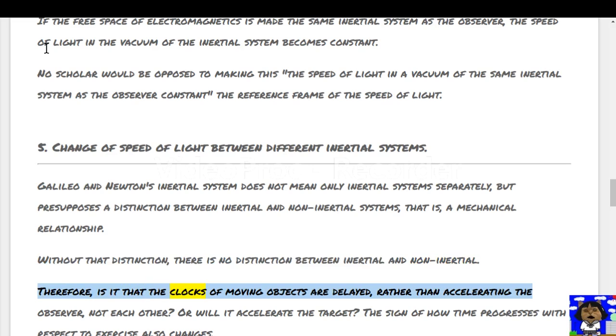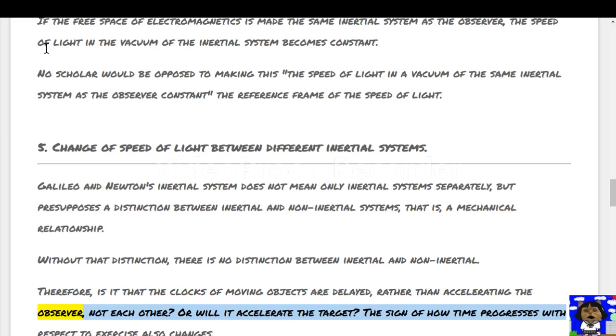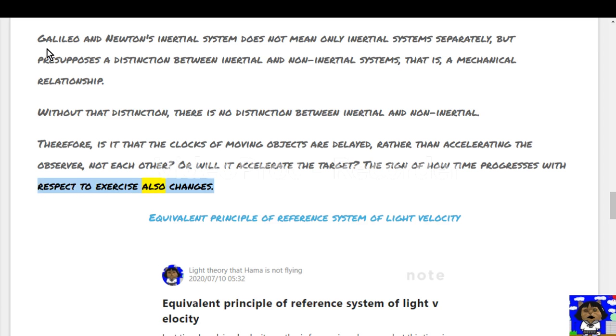Therefore, is it that the clocks of moving objects are delayed by accelerating the observer, not each other? Or will it accelerate the target? The sign of how time progresses with respect to exercise also changes. Equivalent principle of reference system of light velocity.